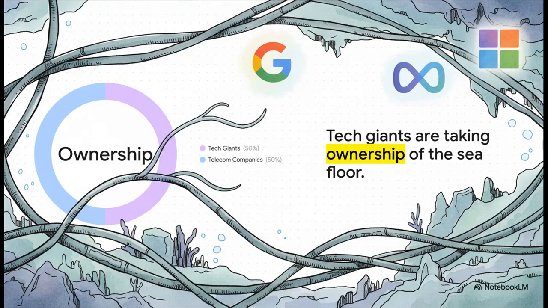So who actually controls all this trillion-dollar hardware? Well, historically, it was almost entirely traditional telecommunications companies and government-backed entities. But today, we're seeing a massive shift. Tech giants, we're talking Google, Meta, Microsoft, are aggressively taking ownership of the physical internet. They're out there funding, laying, and maintaining their own private oceanic cables to make sure their massive empires of data can move seamlessly without relying on third parties.